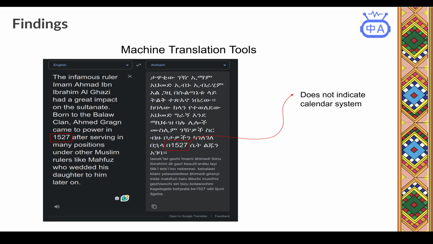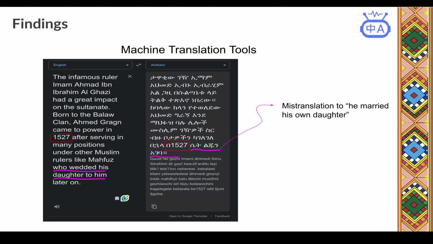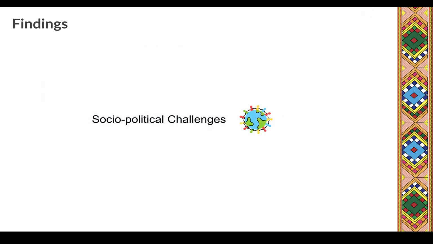Without the context that this came from an English text or indication of the calendar system, the Amharic text would be off by about 7 years, since the default would be the Ethiopian calendar. Second, the translation for "Mahfuz, who wedded his daughter to him" was literally translated to the ruler marrying his own daughter. A mistranslation, our participant indicated, fearing it would have negative connotations considering the ruler is Muslim.